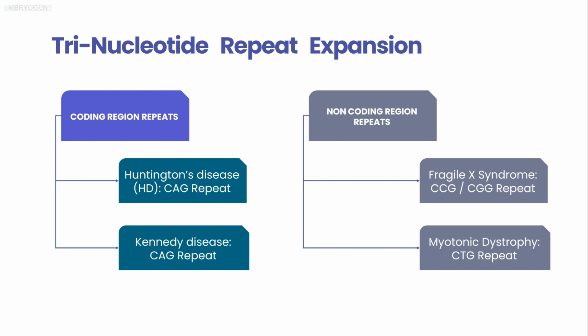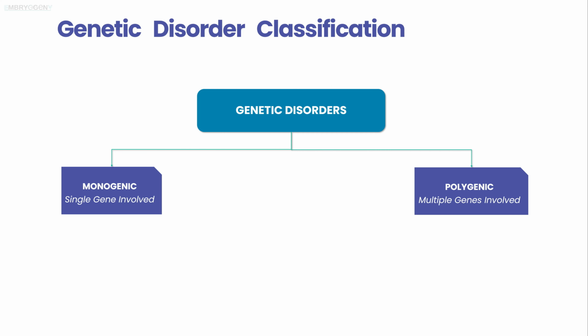Examples of repeat expansions in the coding region are Huntington's disease and Kennedy disease. Both of these are caused by CAG repeats. Examples of repeat expansions in the non-coding region are Fragile X and myotonic dystrophy. Over 50 genetic disorders have been identified so far that are a result of TNR or trinucleotide repeats. This almost brings us to the end of our presentation.